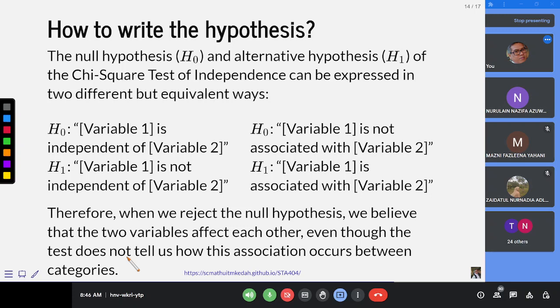Right? Or you can just use the word association. But of course in this case, variable 1 is not associated. Dia terbalik. Jangan pula tengok yang bawah tu ada not independent, you pergi letak pula yang untuk yang kau gunakan perkataan association, letak kat H1. Salah lah. Okay. So independent means there is no association. So you have variable 1 is not associated with variable 2. Or you can say variable 1 is associated with variable 2. Okay.